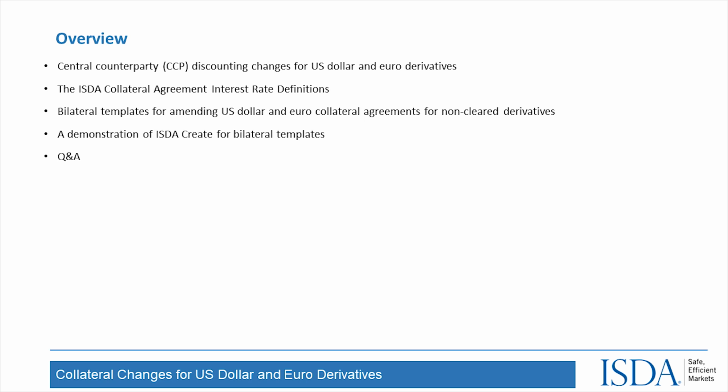And we'll talk about bilateral templates that ISDA published this summer for amending US dollar and euro CSAs or other collateral agreements for non-cleared derivatives so that the interest amount references euro STR and/or SOFR. Finally, we'll have a demonstration of how market participants can use ISDA Create to agree to these bilateral templates.